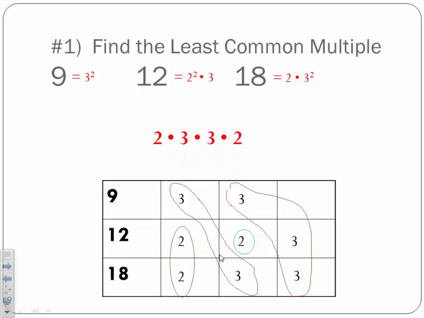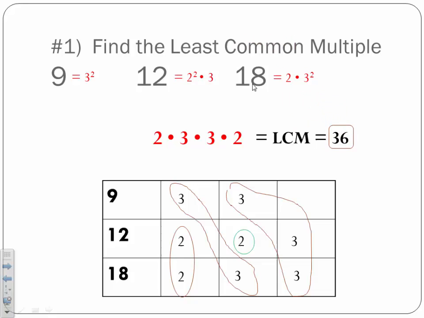So look at what we have. We have a 2 from here. We have this 3 here. We have 3's in common here and a leftover 2 there. Multiply them together. 36 is your least common multiple. So then, I mean, just check it out.